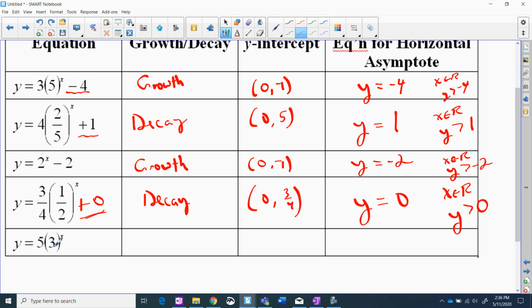And the last one, base is 3, so that's another growth because it's more than 1. The y-intercept, I let x be 0, so it's 3 to the exponent 0, which would equal 1. Multiply that by 5 is 5. So across at 0, 5. Again, like the last one, there's no number out here, so it would also be y equals 0. X could be any number, and all the y values have to be above that asymptote. So that's just quick ways to identify horizontal asymptote and y-intercept and determine whether you're dealing with a growth or a decay function.